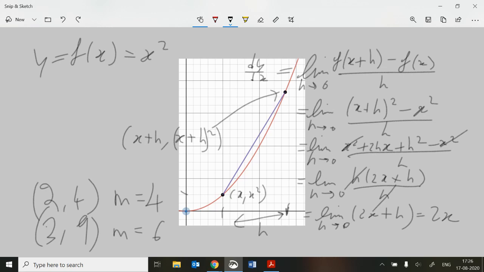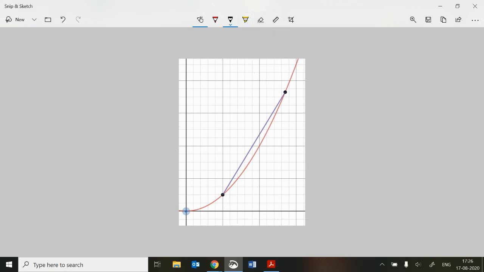But yeah, that's finding the gradient function, or finding derivatives from first principles. Okay, just to talk about the formula though, some people might know that if you take x to the n, that takes you to n lots of x to the n minus 1.